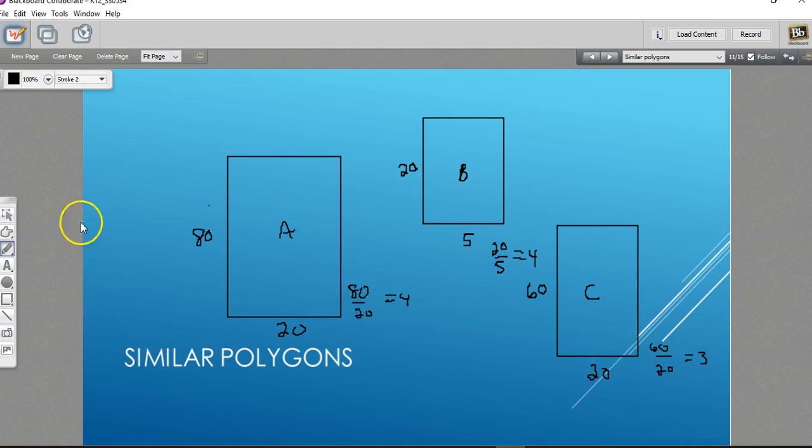Oh, that's a problem. We know that A and B are going to be similar because they have the same scale factor. And by the way, these are not just any random polygon. These are rectangles, and they'll tell you these are rectangles. So we know that A and B are similar, but B and C are not similar, and A and C are not similar as well.